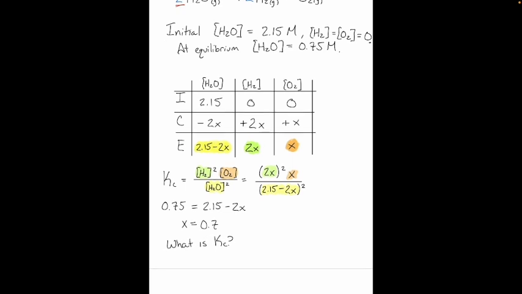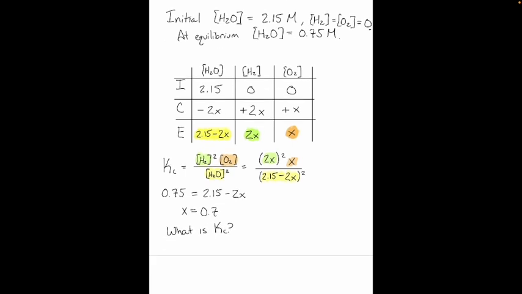All right, so what is Kc? We're just going to substitute 2 times 0.7 squared times 0.7 over 2.15 minus 2 times 0.7 squared, right? Just plug in that value for x back into our equilibrium expression, punch it all into our calculator. All right, and if you get everything in there correctly, you would get that Kc has a value of 2.44.